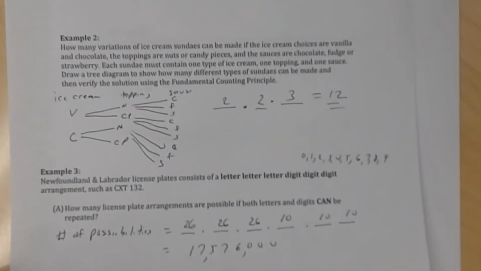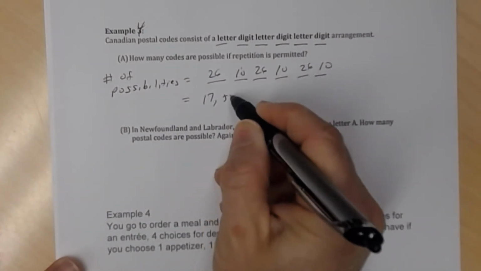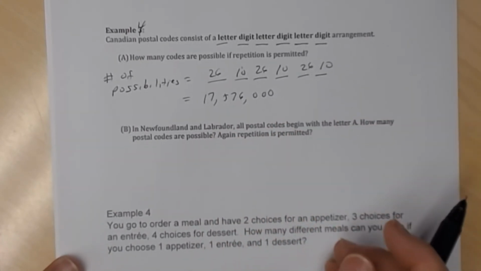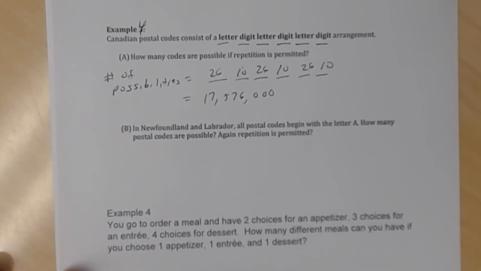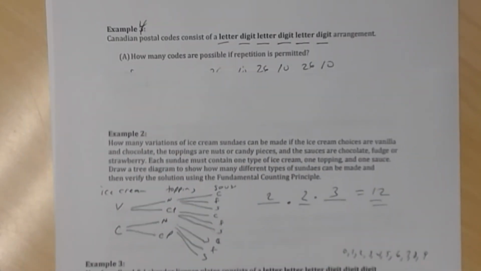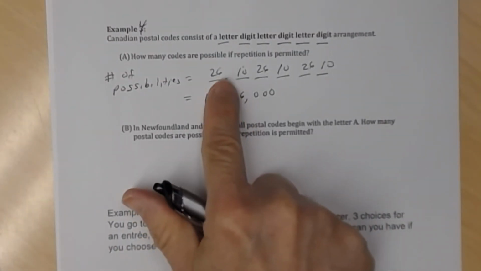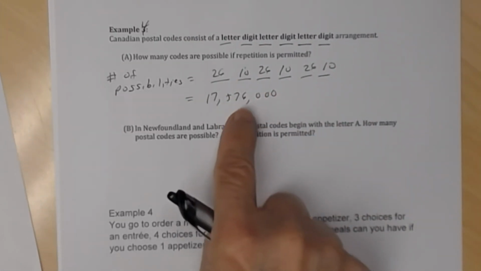So that's going to be this number. It'll be 17,576,000. Using your calculator, you would get that. But that's this, because you see what it says. Remember, multiplication is commutative. The order in which you multiply does not matter. So do you see 26 times 26 times 26? 10 times 10 times 10? So you should get the same thing.